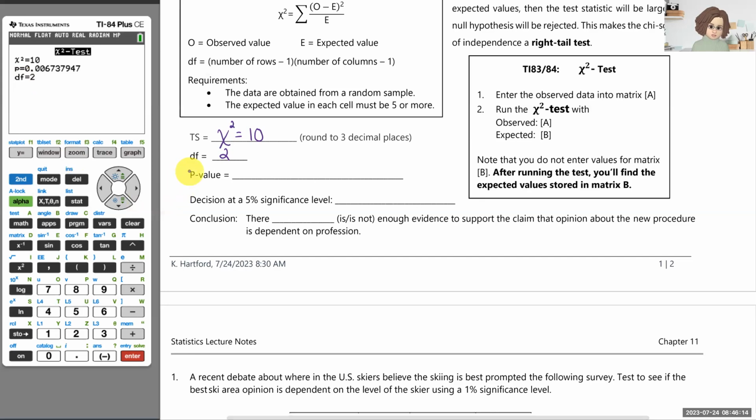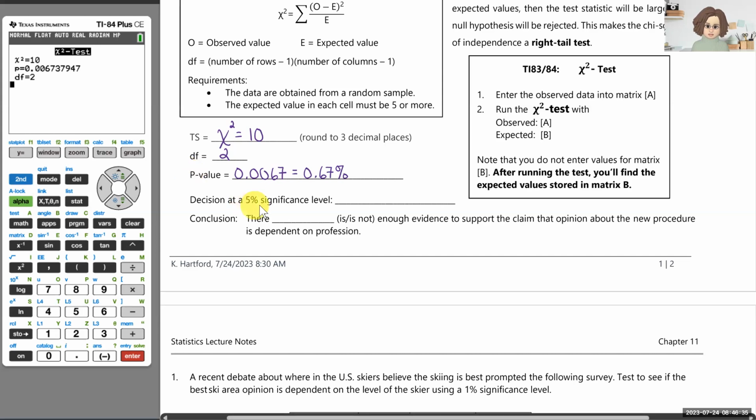And then the p-value to four decimal places will be 0.0067, which is a pretty small p-value. I'll write it as a percent. So 0.67%. We're going to use a 5% significance level. So that is certainly less than or equal to an alpha of 5%. So our p-value is low, so we let the null go.